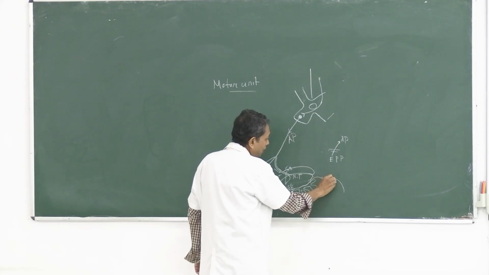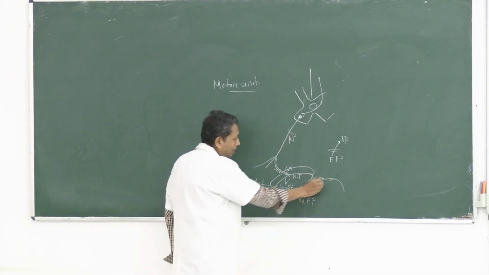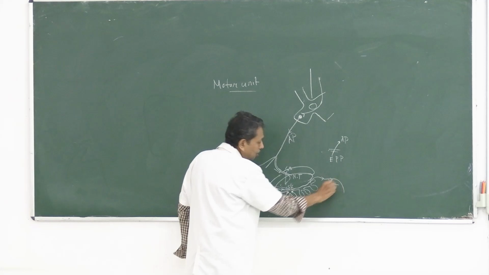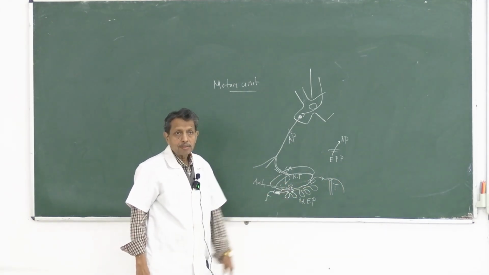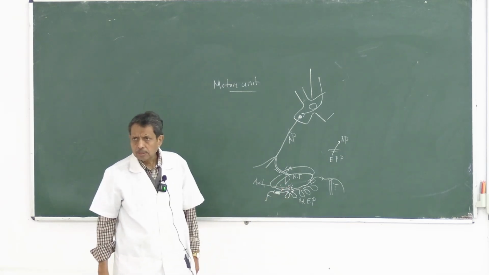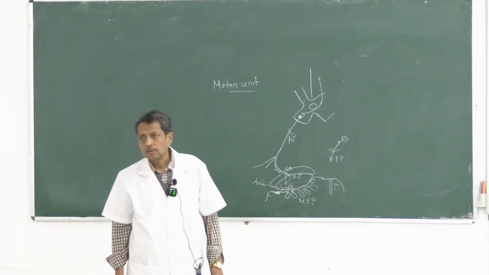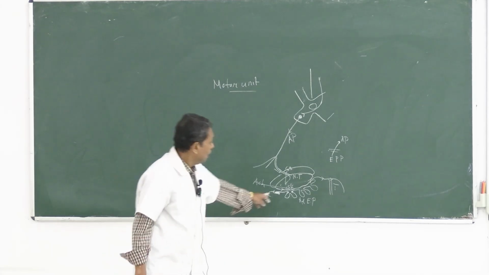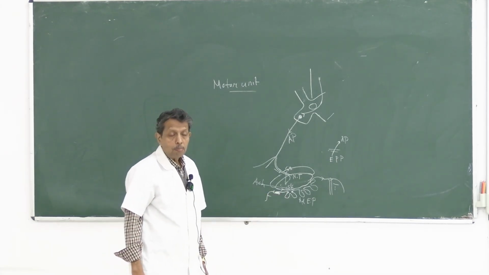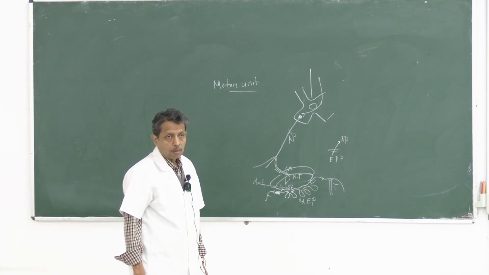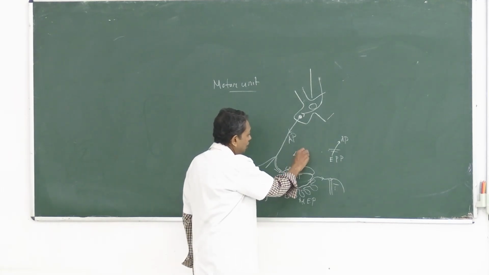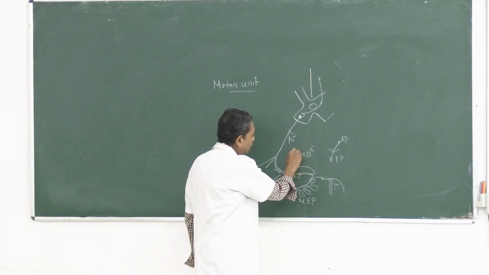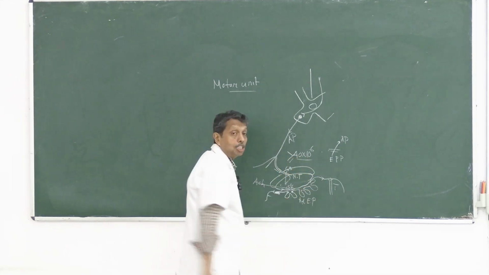The action potential will spread on either side and enter inside through the T tubules. And when it enters into the T tubule, there is some arrangement for this. Millions of receptors are present there. You can consider 10 to the power 6 or even more than this. Millions of receptors are present.